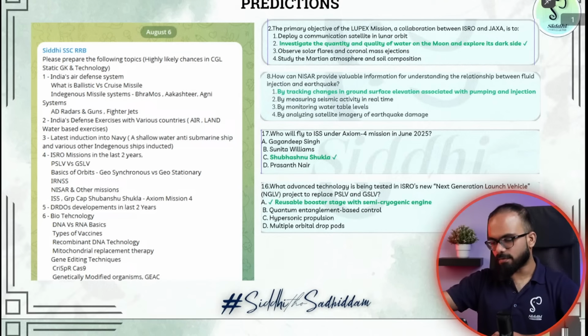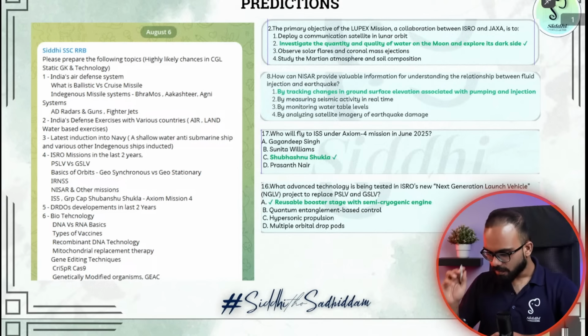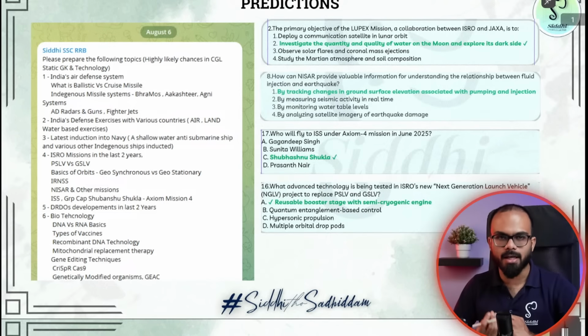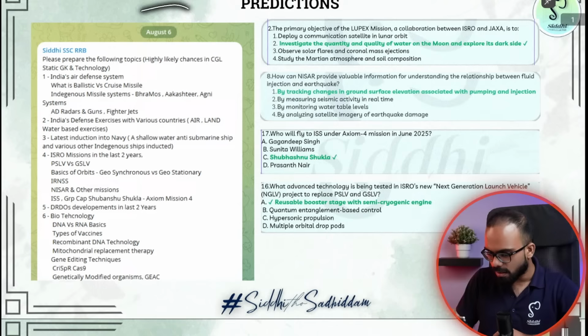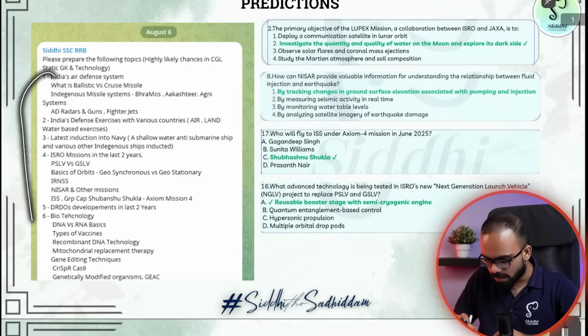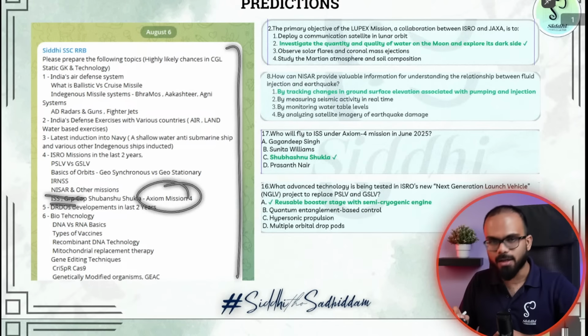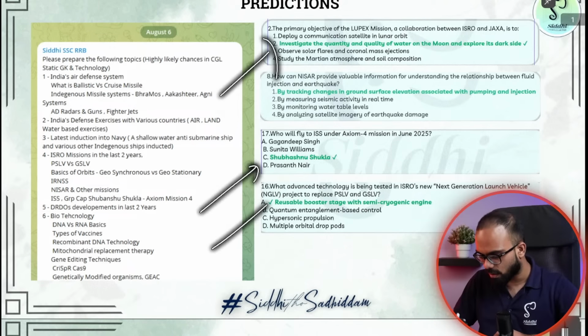The topic that we are going to talk about today is space technology. There are a lot of questions that were seen in space technology from the steno paper, and when we were discussing the predicted topics, the important topics from where questions can be asked in the upcoming exams, on 6th of August we came up with this list. I told you there can be questions on ISRO, PSLV, GSLV, NISAR, ISS, Axiom 4 mission, etc. And honestly, all these questions were asked in steno exams.